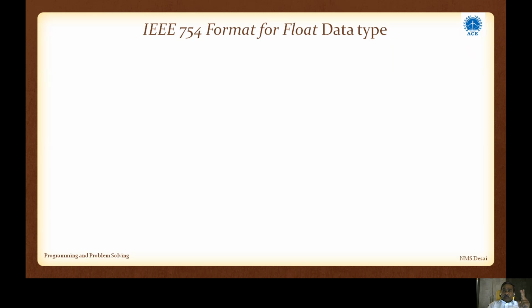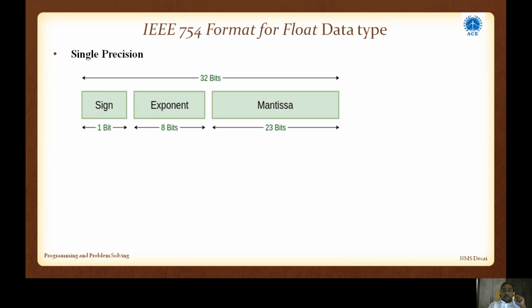There are two types of float numbers, single precision and double precision. For each of them, we will see. First, single precision. How many bits? You can see here 23 plus 8, 31 plus 1, 32 bits are allocated. 32 bits means 2 words. One word is 2 bytes, so 32 bits is 4 bytes, and 2 words are allocated. This is called single precision.